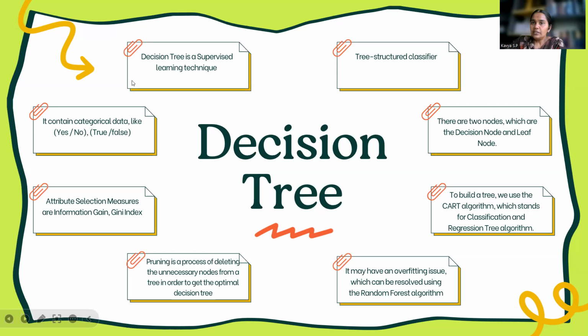There are two attribute selection measures, termed information gain and Gini index. Just like association rules, it also involves a process called pruning, that is removing the unnecessary data. At the end of the decision tree classifier calculation, we will face overfitting issues in some cases, which can be resolved using the random forest algorithm. In order to build a tree, this classifier uses the algorithm called CART, that is nothing but the classification and regression tree algorithm. Every node in this decision tree is either a decision node or a leaf node.